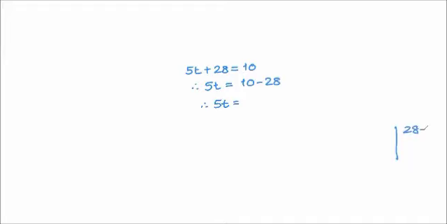Let's do one more. 5t plus 28 is equal to 10. Now plus 28 has to move that side, therefore 5t is equal to 10 plus 28 becomes minus 28 here, minus 28. Therefore 5t is equal to 10 minus 28. Different signs means subtraction, so we'll do subtraction in the rough area. 28 minus 10 is equal to 18.